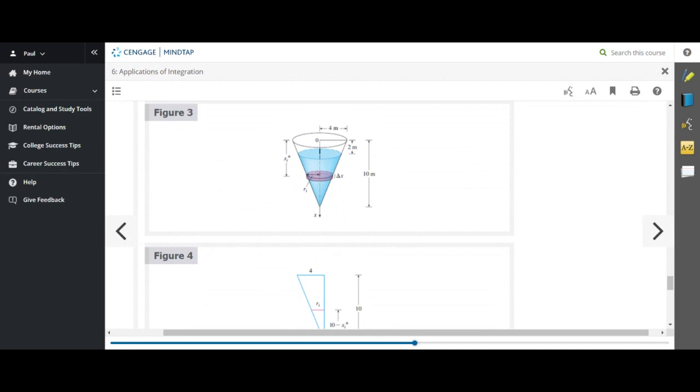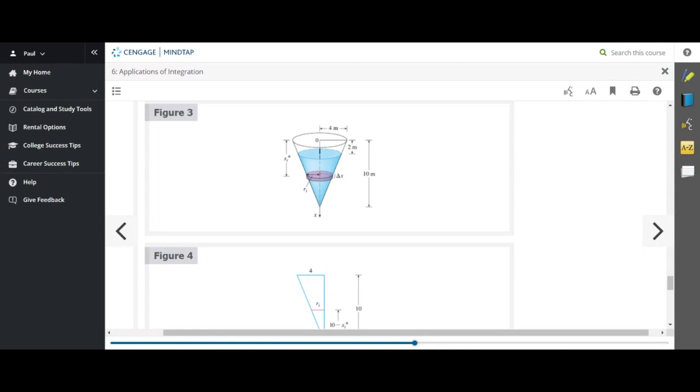The tank has a layer of water, shown in purple. And this time the layer of water is not like a brick shape, it's a cylinder shape. So we're going to need to find the volume of the ith layer of water, which is going to be a cylinder.